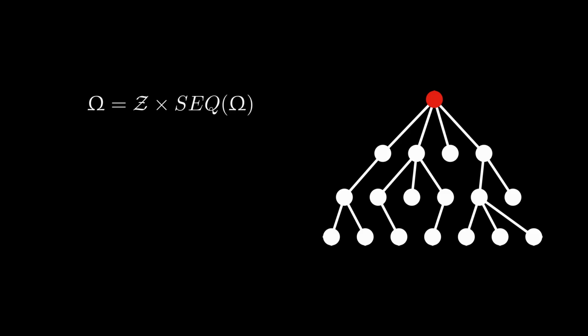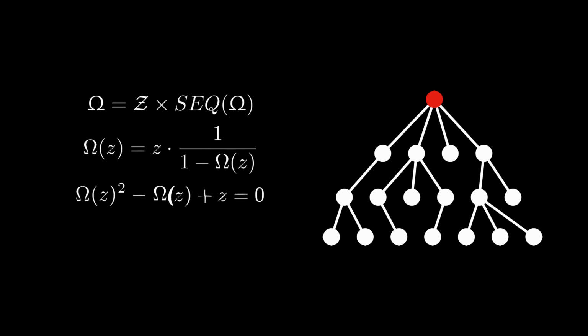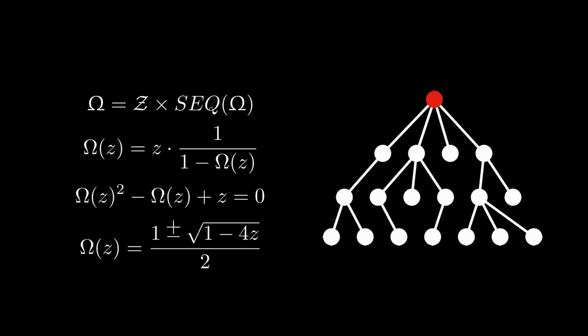Translating to generating functions, we get omega of z is equal to z over 1 minus omega of z. After some algebra, we get omega of z squared minus omega of z plus z equals 0. Applying the quadratic formula, we find that omega of z is equal to 1 plus or minus the square root of 1 minus 4z all over 2. This time, both of our choices for functions are continuous at 0. However, when we plug in 0 for z, we get that the positive option gives us omega of 0 equals 1, and the negative option gives us omega of 0 equals 0.